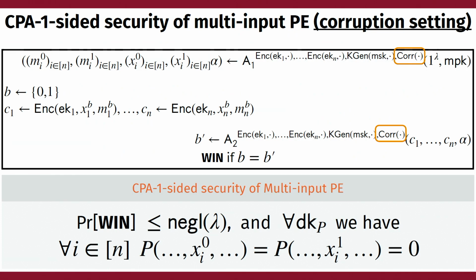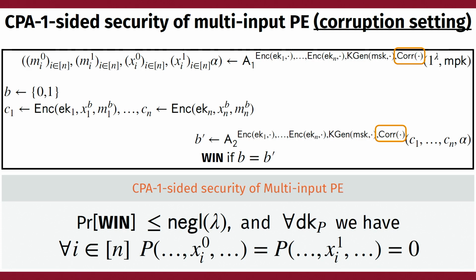I'm not going to talk about this construction, and I'm going to move on to a much more challenging case of security. So this is the corruption setting now. And there is an additional oracle where you can submit an index, and you obtain the encryption key of the corresponding encryptor, or the corresponding sender.